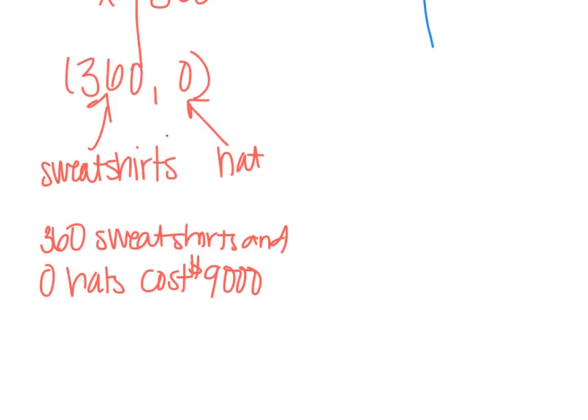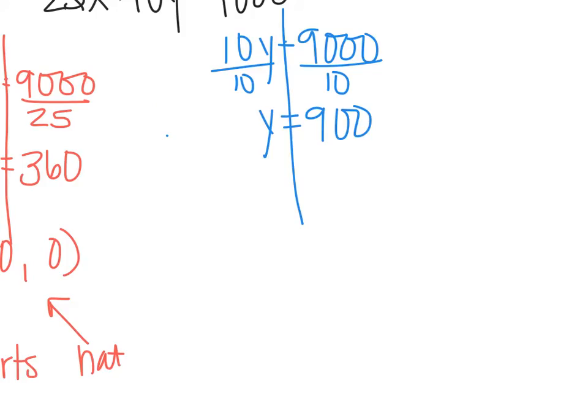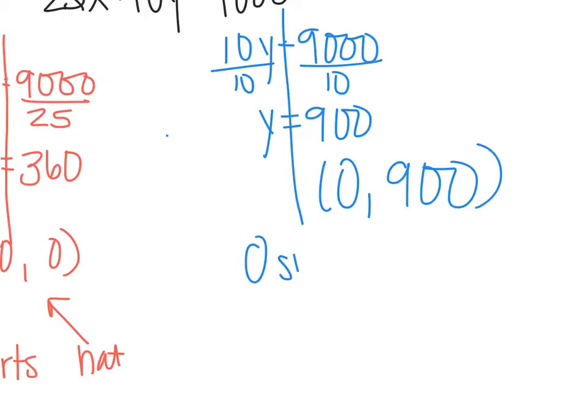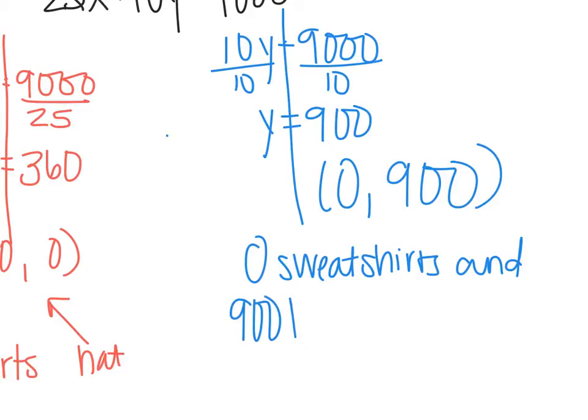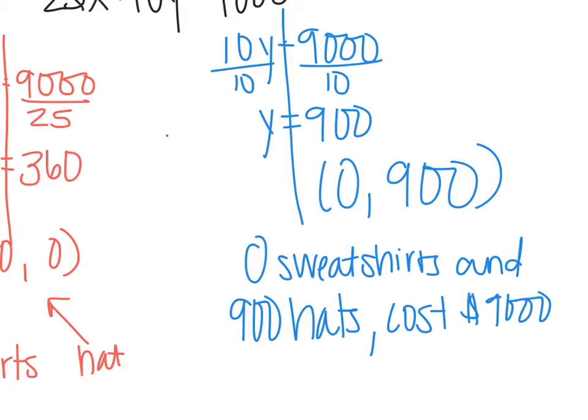Then it also means that for my y-intercept, which would be the ordered pair 0, 900, that if you had 0 sweatshirts and 900 hats, it would also cost $9,000. So that's what our x and our y-intercepts mean.